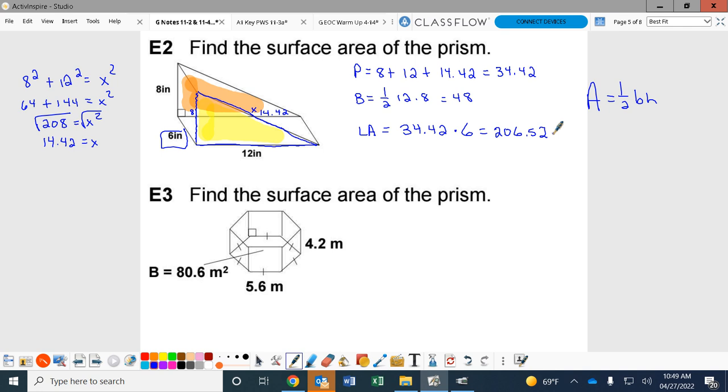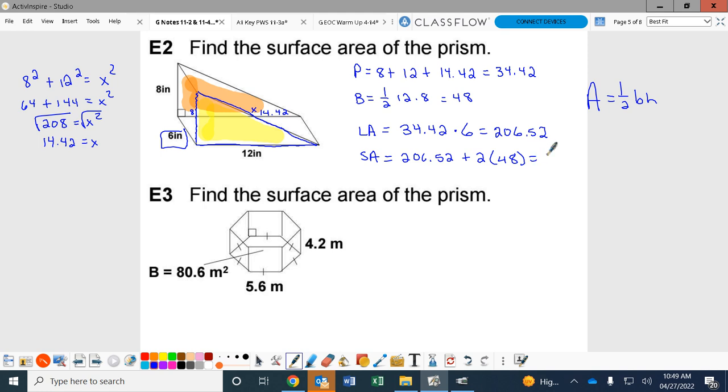Okay, you good? Okay, good deal. Anybody else? Okay, the last step, surface area, is just take that number that we already got, 206.52, and then do plus 2 times the area of the base, which we already know the area of the base is 48, so we don't have to do anything to get that. We just need to type this in on the calculator. That's all we're doing at this point. Type it in.